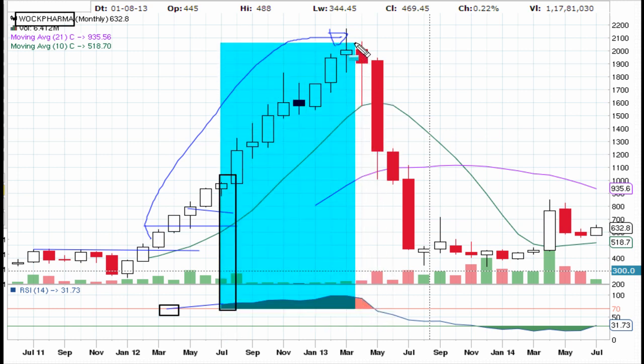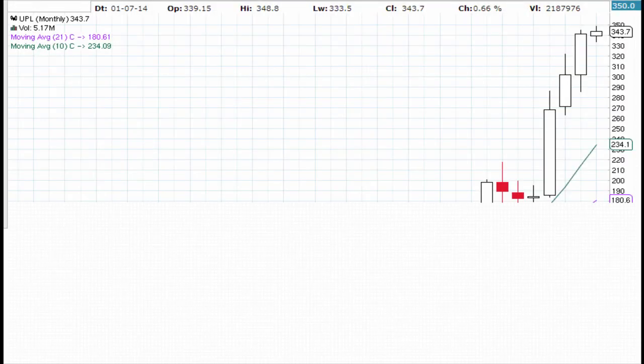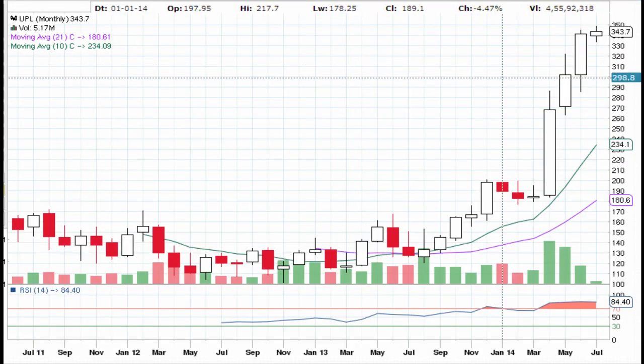So if you're a momentum trader and you want to own the best stocks at the best time, you really have to insist that the RSI is moving above 69.10 as a requirement. Let's take a look at another one here, and we're looking at ticker symbol UPL.